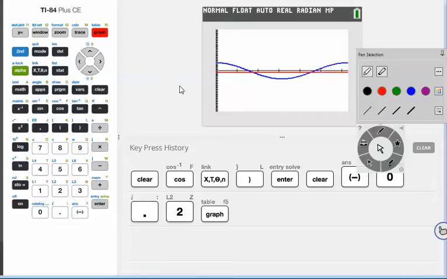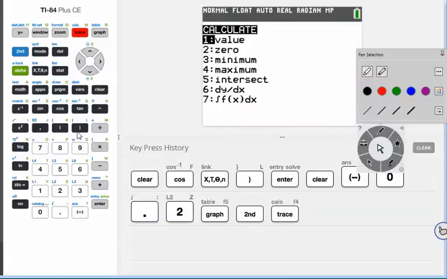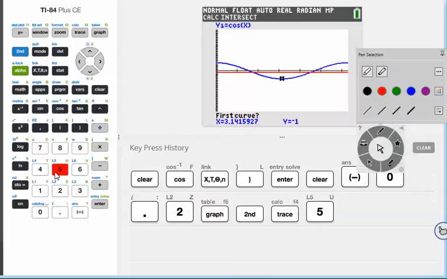So I can calculate these two spots by going to second calc, intersect. And then here you want to move to the closest intersection you got right there. And then I hit enter, then enter, then enter again, and I get 1.77.